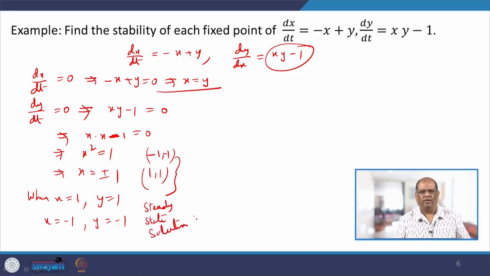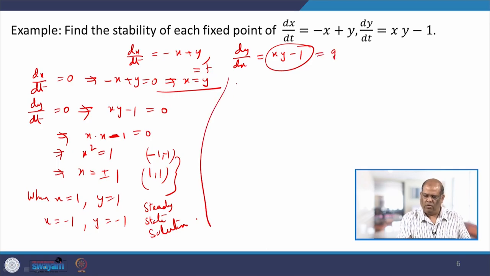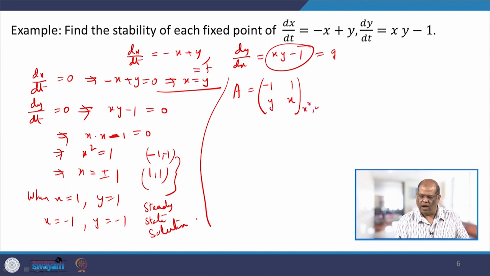So, once you get the steady state solution, now you calculate that matrix A. The matrix A is, you take this as F and take this as G. So, A matrix: del F del X, so minus 1, del F del Y plus 1, then del G del X, which is Y, and del G del Y, which is X. And this is at that point X star and Y star. So, one of the set is minus 1, minus 1, another set is plus 1, plus 1.